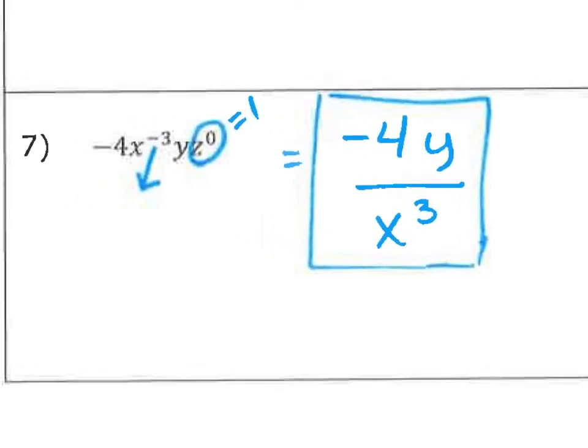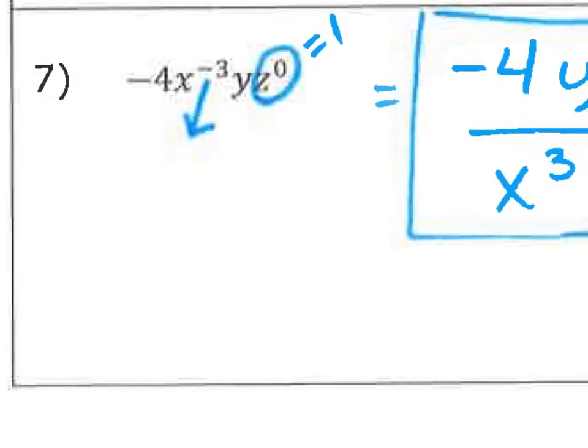Taking a look at problem number 6. Now, I can't tell if this is a decimal or a comma in my notes. I think it's a decimal. But if I have 34.968 raised to the 0 power, what does it equal? 1. Yep, you're right on that.